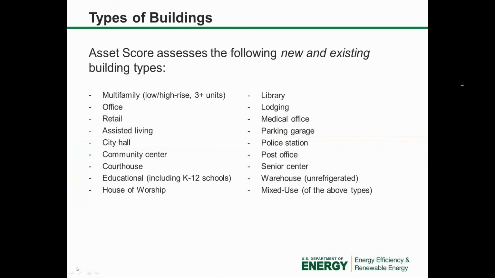Types of buildings that can be used for the asset score: new and existing buildings, commercial and multifamily, which includes office and retail. A full list is on this slide. What you'll notice is it does include a lot of building types that are typically found in states, cities and counties. It does also do warehouse. The tool does mixed use and gives separate scores and information for each building use of any of these use types that are on this list.